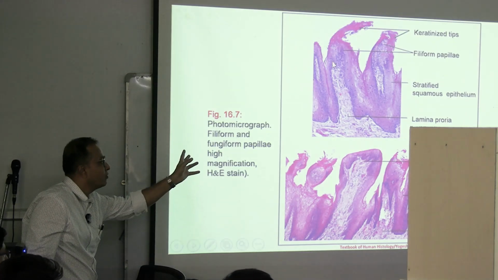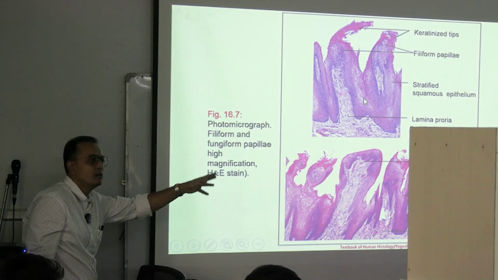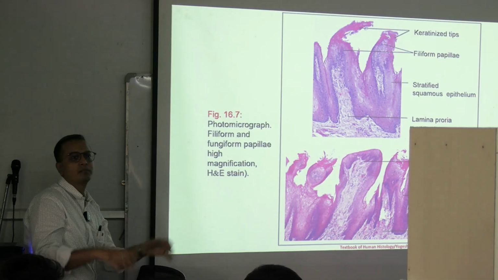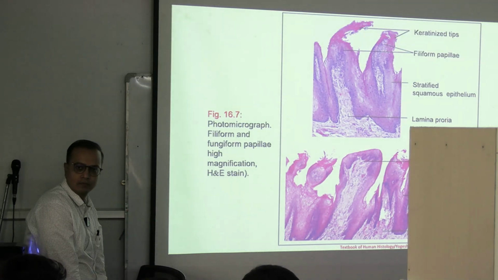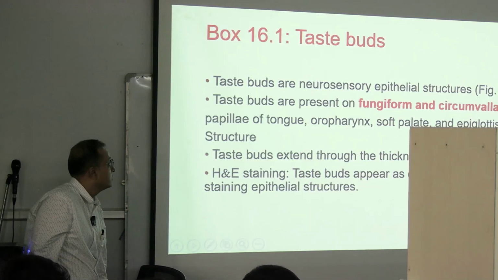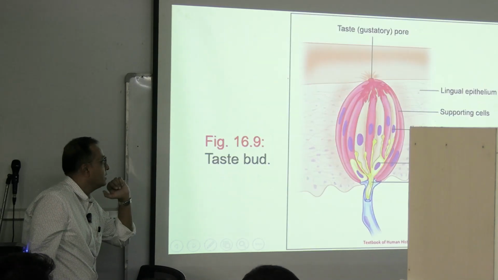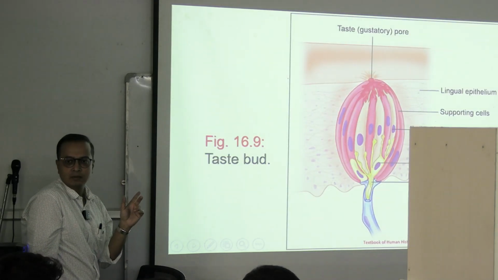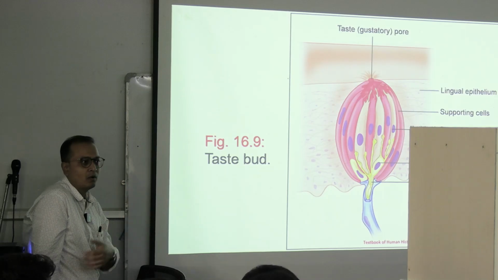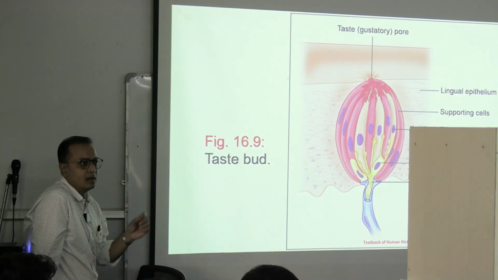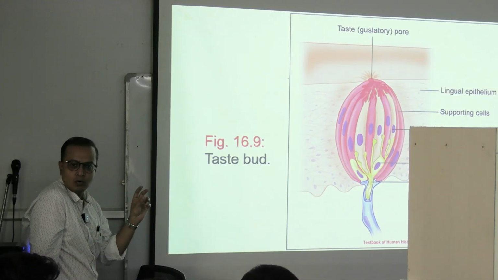In between, the fungiform, filiform and circumvallate will be mixed and sparsely present and distributed accordingly, right? So, this is about this particular thing. Now, coming to these taste buds that we are referring to. Ideally, schematically it should look like this, like the peel of an onion, a cut piece of it that we are seeing here. So, ideally it will look circular or conical.